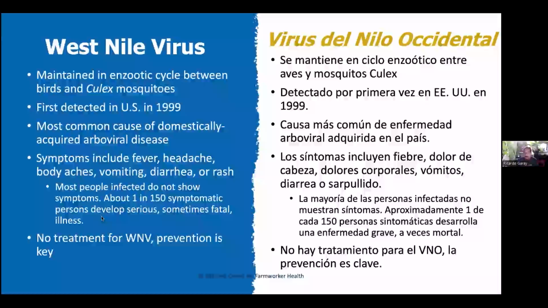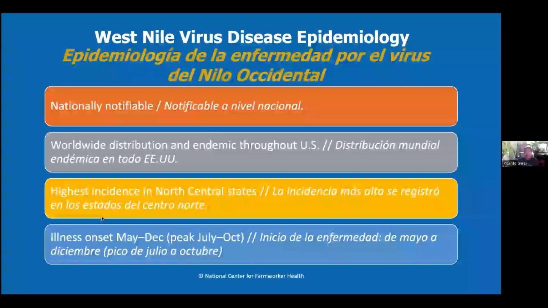And there is no treatment for West Nile virus. So it is of utmost importance that prevention occurs; it is key within this vector-borne disease. In terms of epidemiology, West Nile virus is nationally notifiable. Of course, it is not reported by individual person, but as a case, for control and acknowledgement of data. It has a worldwide distribution and is endemic throughout the United States, reported so as to know where it is occurring.